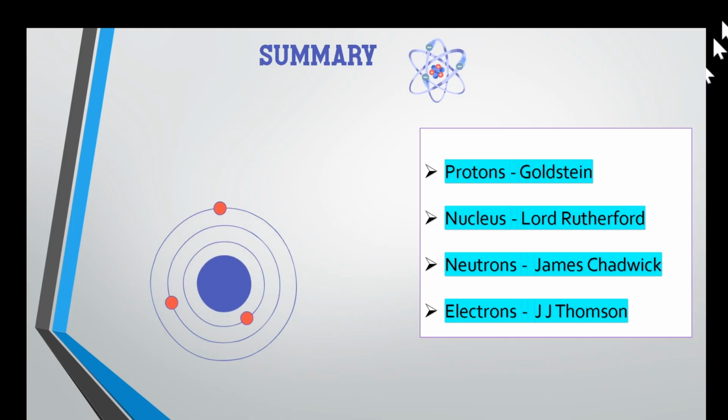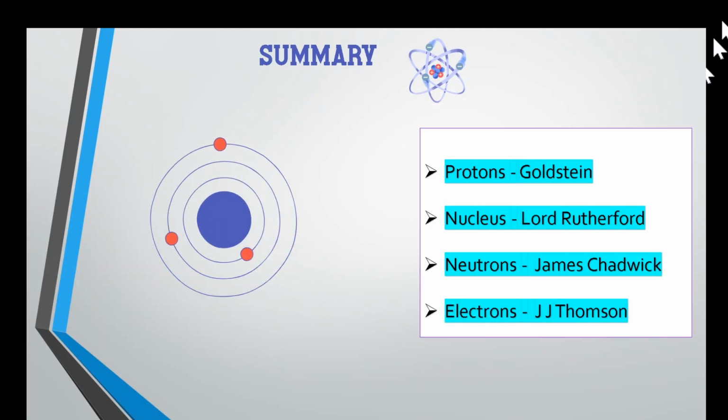He had discovered the protons. Lord Rutherford discovered the nucleus. James Chadwick discovered neutrons, and electrons were discovered by J.J. Thomson. Now each discovery is very important because they make up the whole structure of the atom. So now you know that it is not one scientist who has given the structure of the atom, but 4 different scientists.